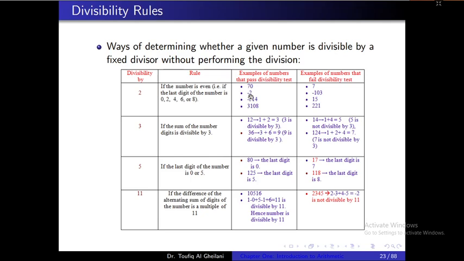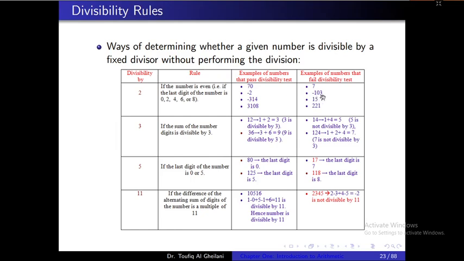The last digit is 2. 314 is also divisible by 2. Why? Because the last digit is 4. 3108 is also divisible by 2. Why? Because the last digit is 8. Now let's look at examples of numbers that fail divisibility by 2. For example, 7. If the last digit is not one of these, no.